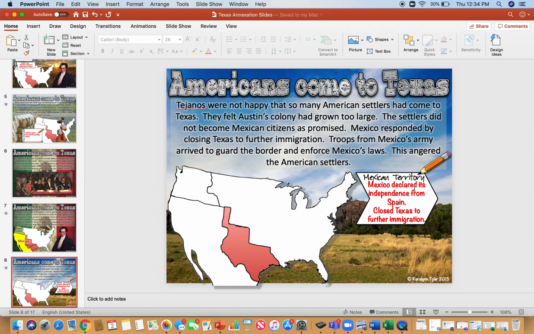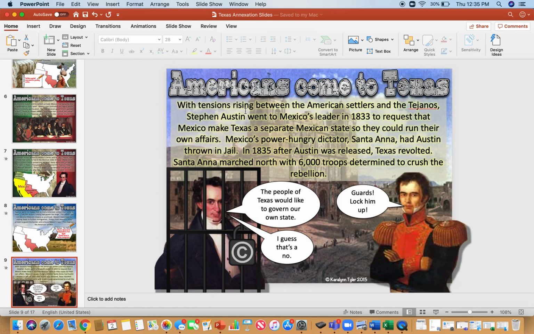So Mexico declared its independence from Spain, and as we can see, they closed Texas to further immigration. They did not allow any more people to come in. So then tensions began to rise between American settlers and the Tejanos. So Stephen Austin went to Mexico's leader in 1833 to request that Mexico make Texas a separate Mexican state so that they could run their own affairs. Right? Stephen Austin wanted Texas to be its own state with their own laws. But Mexico's power-hungry dictator, his name was Santa Anna, had Austin thrown in jail.